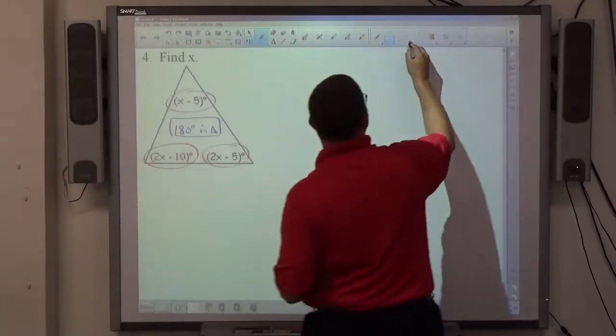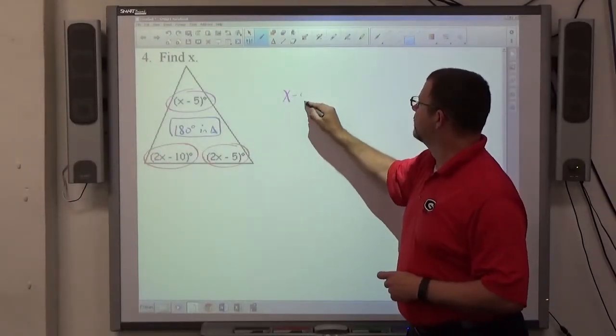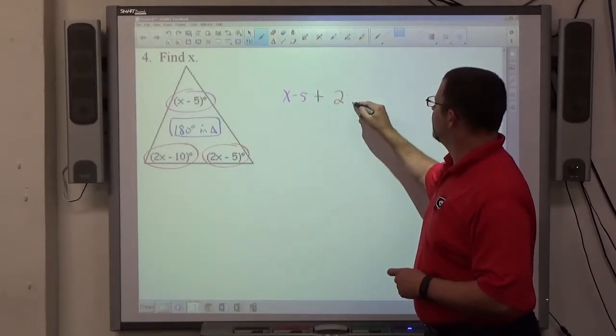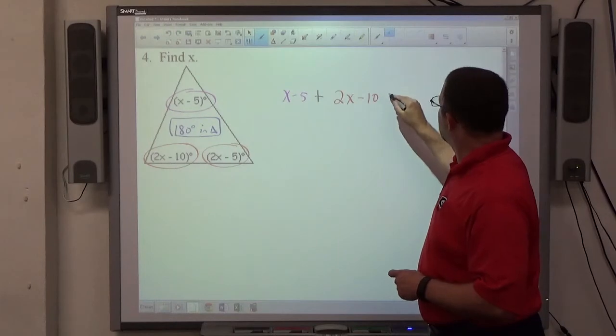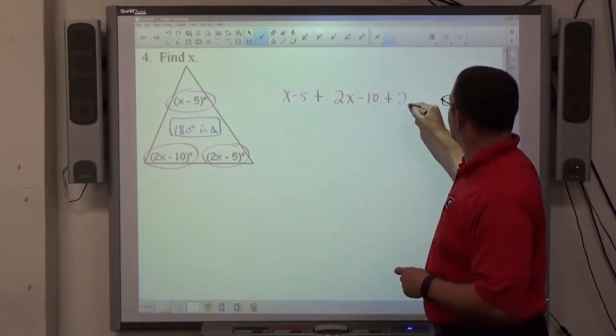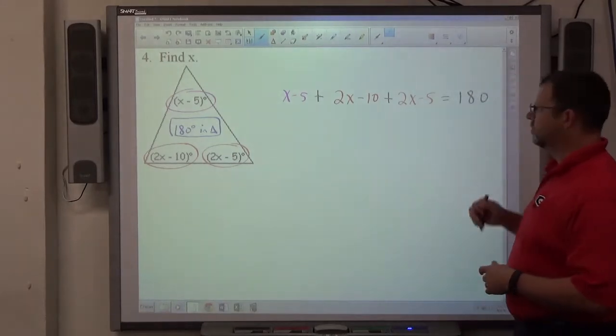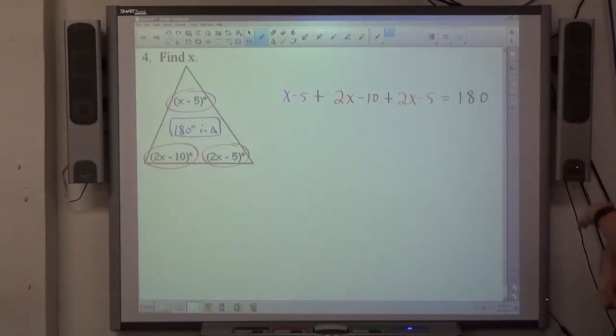equation. So x minus 5 plus 2x minus 10 plus 2x minus 5 equals 180. All three angles add up to 180.